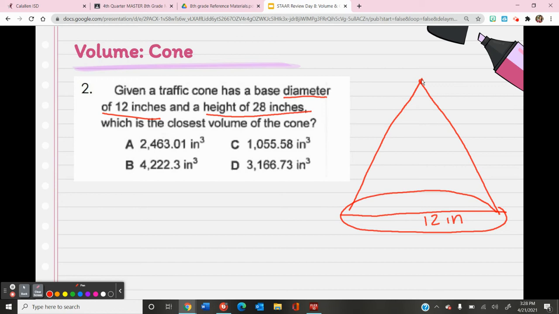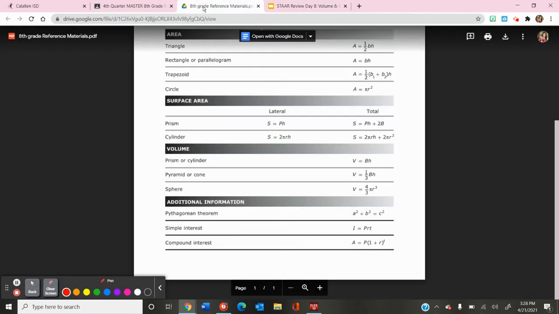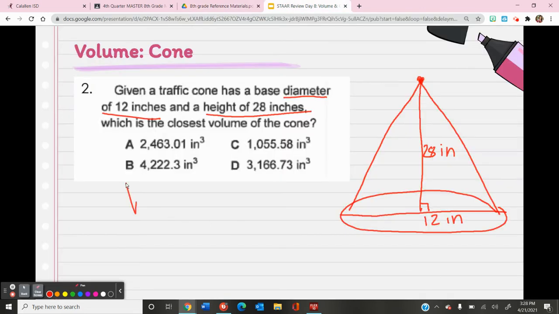The height is going to be from the peak of your cone to the center of your base. So this is 28 inches. So, to find the volume of a cone, I'm going to go ahead and open up my formula chart. I go down to volume, and it tells me that the formula is V equals 1/3 times big B times little h. So, V equals 1/3 times B times h.